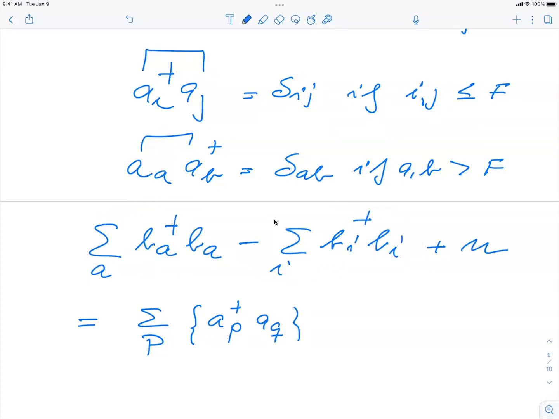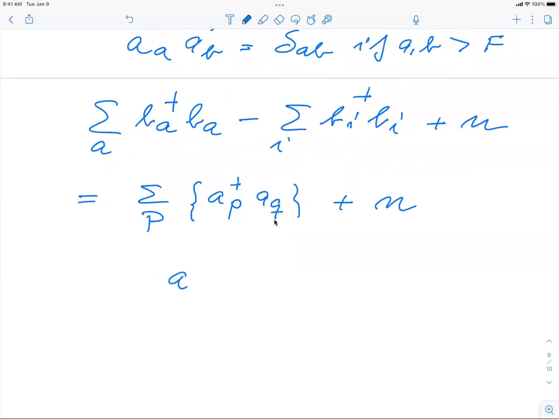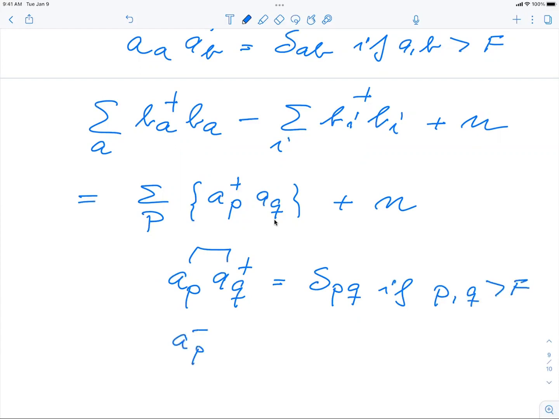And we now run over all possible particle states, plus N. So I have to be a little bit careful. These curly brackets refer to the fact that I'm now normal ordering things with respect to a new vacuum state. And I have the contraction rules, which now simply say that this is equal to delta_PQ if P and Q are above the Fermi level. And then I have a_P dagger a_Q, which is again equal to the Kronecker delta, delta_PQ, if P and Q are below the Fermi level.